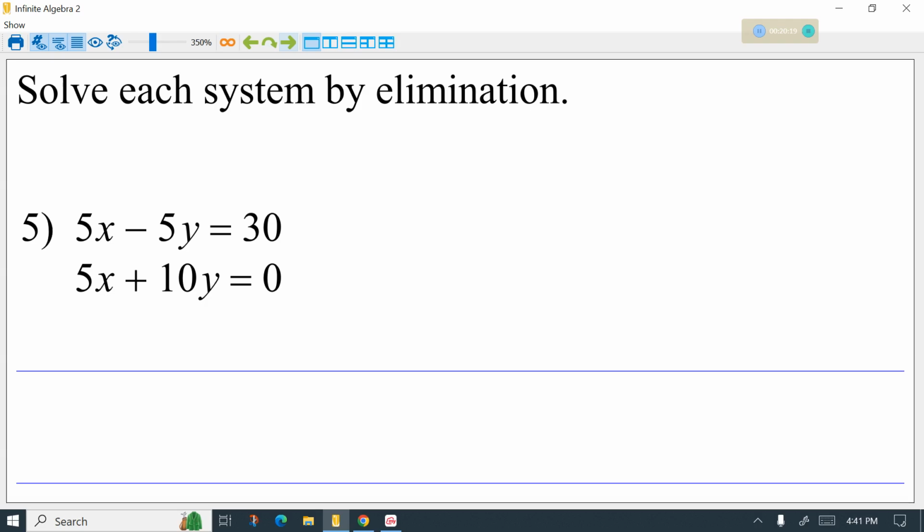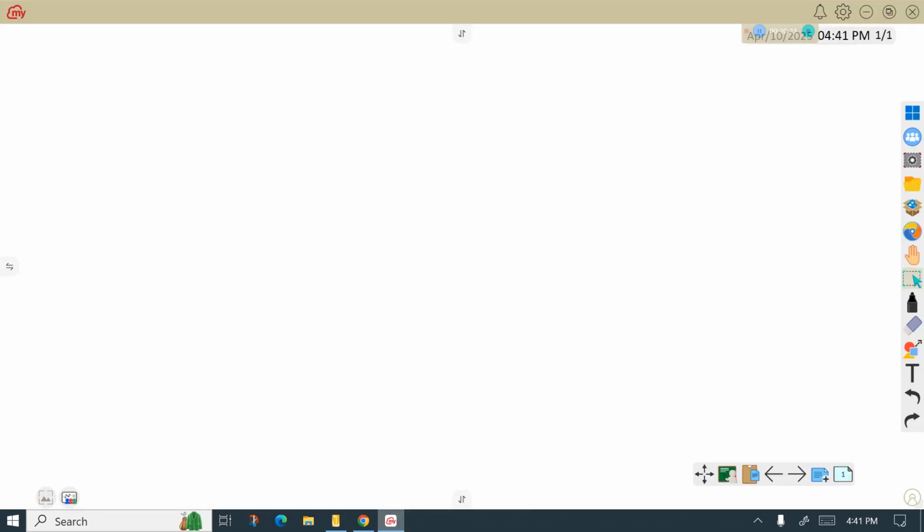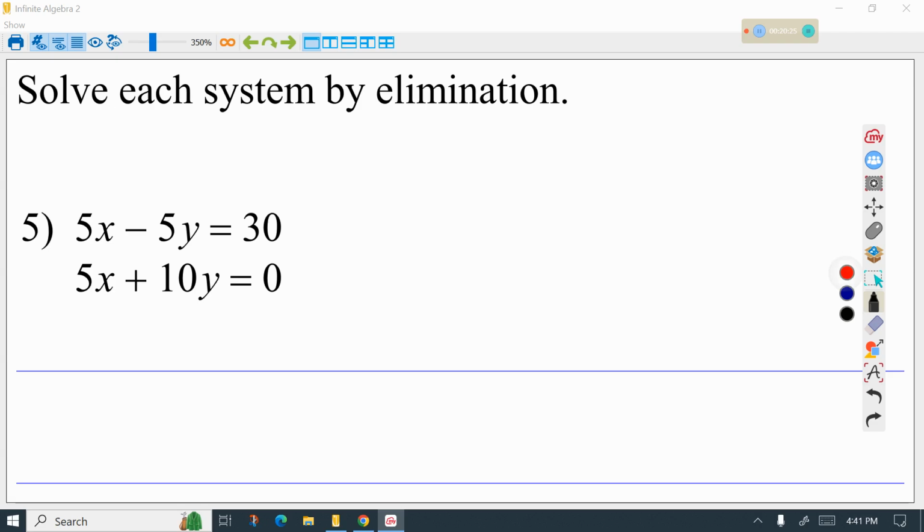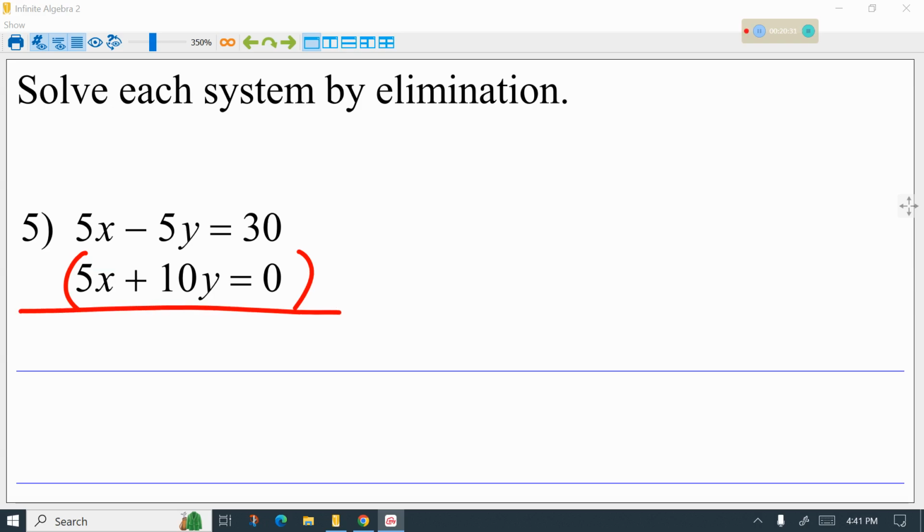Now I'll go take a look at 5. In this case, we see that we might be able to get away with subtracting. And that's because the 5x and the 5x have the same sign. You notice that? So if I put a minus right here, I could do this problem this way. Okay, I could say 5x minus 5x is 0x. And then negative 5y minus 10y, so that's negative 15y. And then 30 minus 0 is 30.